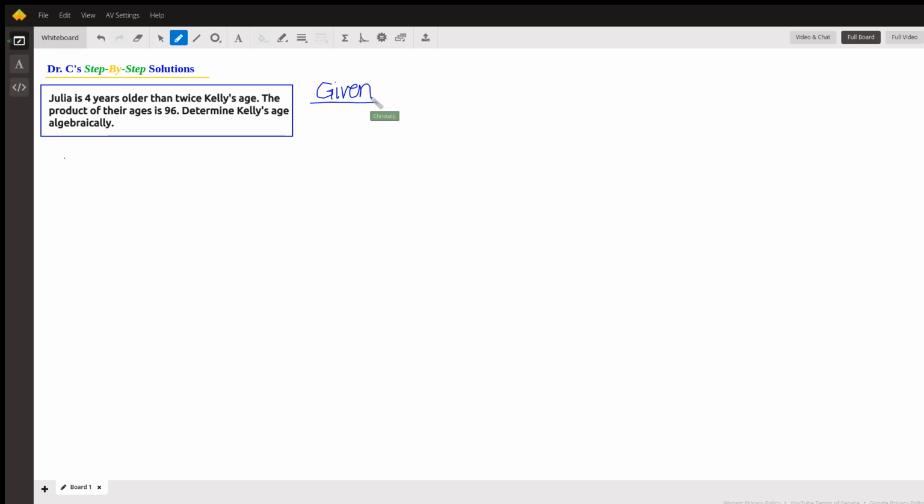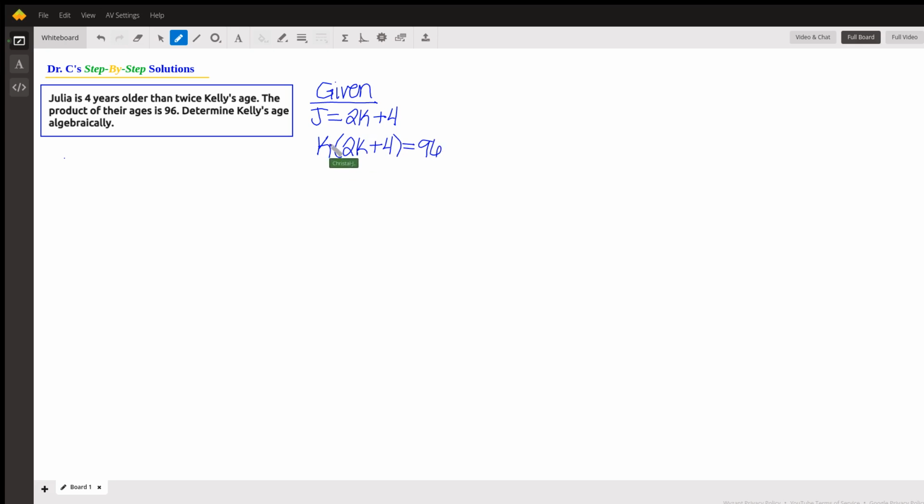The first one says Julia is 4 years older than twice Kelly's age. So we'll just make J for Julia is K for Kelly, 2K plus 4. Kelly will just be K. The next sentence distinctly states that the product of their ages is 96. So this gives us K times 2K plus 4 equals 96.